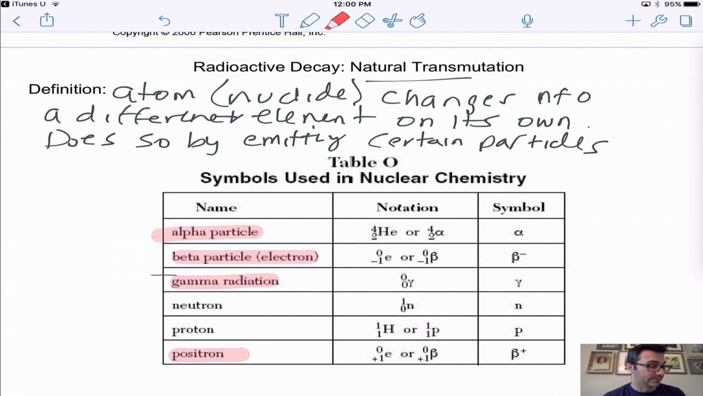And positron. They also throw in a neutron and a proton, which we'll use in nuclear chemistry, but not for natural transmutations. The ones I highlighted in red, those are the ones that come off and are used in a natural transmutation.